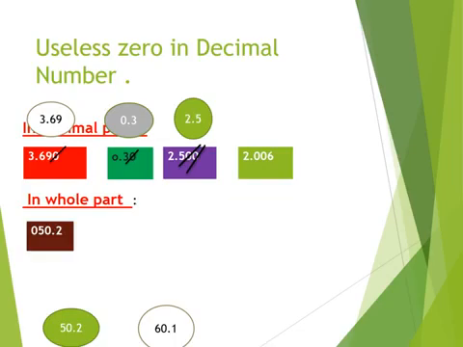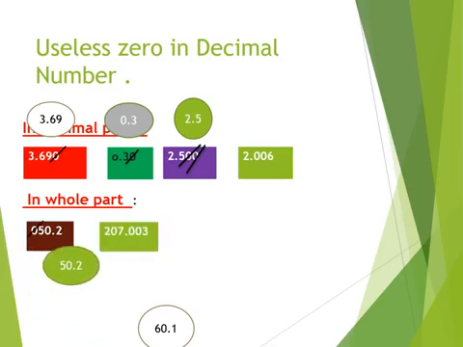Now, in the whole part, I have here 050 and 2 tenths. In the whole part, only the zero to the left is useless if there is no digit before it. So here I have one zero to the left and it's useless. And this number is equal to 50 and 2 tenths.